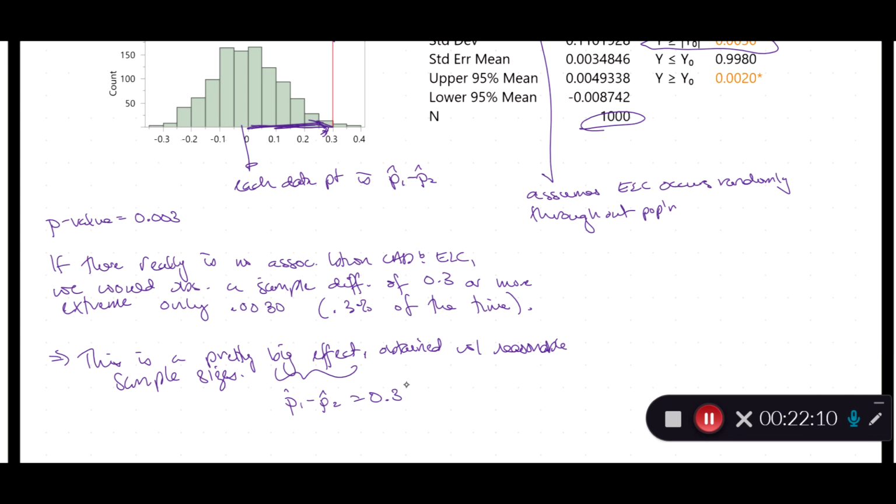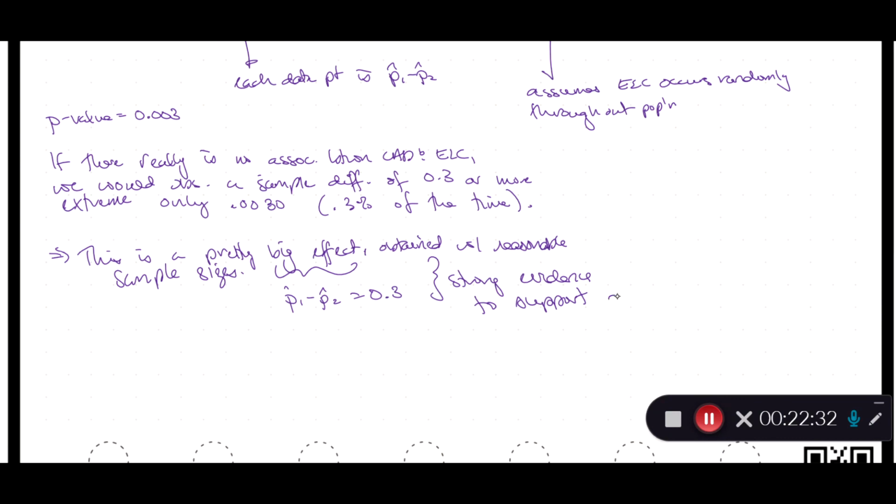And so because we observed a large effect with a moderate sample size of only 80 people with coronary artery disease and only 30 people without coronary artery disease, and because we have such a small p-value, there is strong evidence to support a relationship between coronary artery disease and having earlobe crease, that is, between coronary artery disease and Frankenstein.